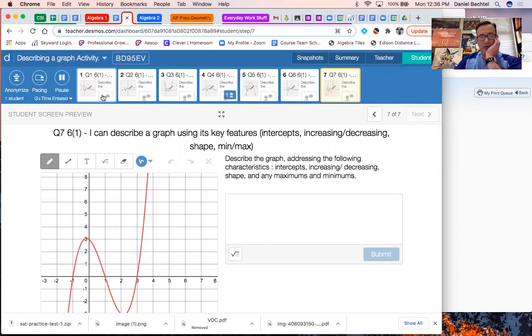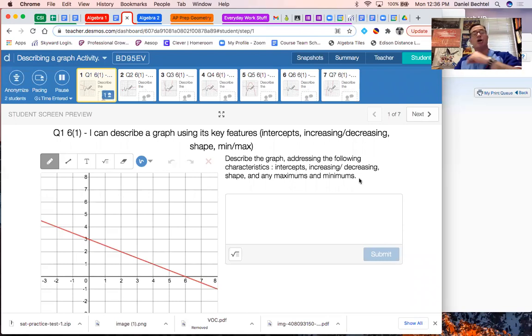Most of what we're going to be doing when we describe graphs is talking about some of the things that you see here: intercepts, increasing or decreasing, what the shape is, maximums and minimums. I want to hit those one at a time with each thing here. So my first question is, do you know what it means if I have an intercept? Do you guys know what that means?